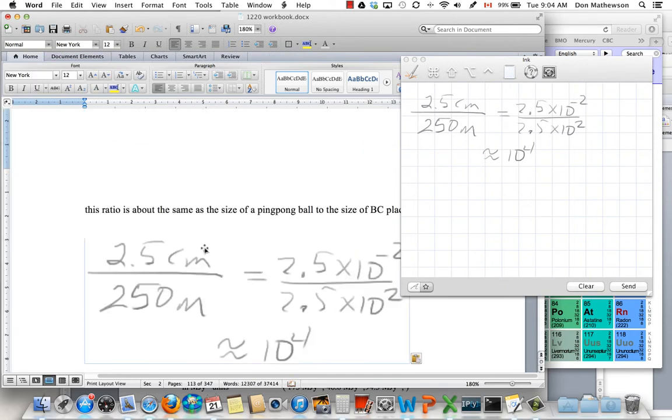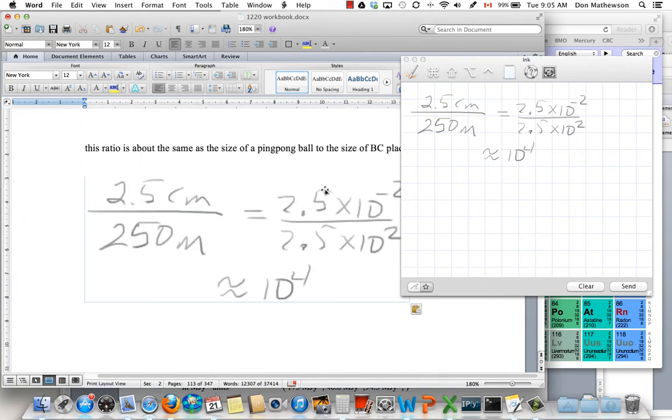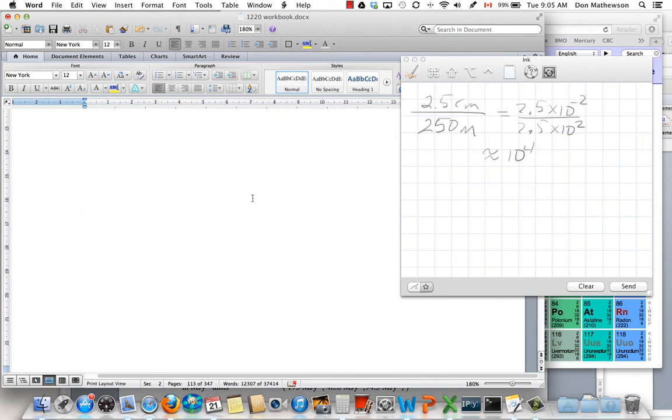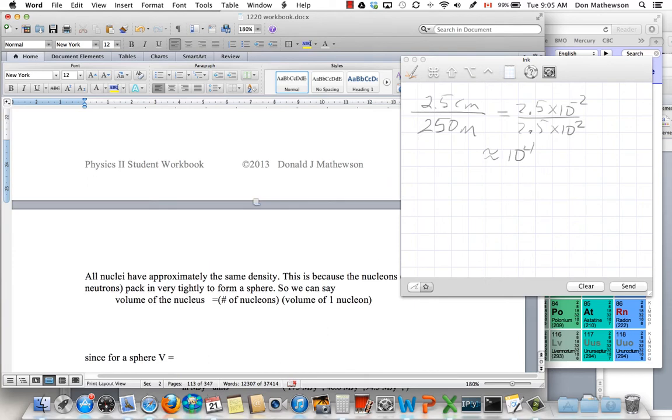All right, what else can we say about the size of the nucleus? Well, a nucleon, a single proton or neutron, all of these nucleons will be packed in really tightly, and as a result, we're going to make the approximation that the volume of the nucleus is approximately equal to the number of nucleons times the volume of one. That's not strictly speaking true because, of course, there's some empty space packed in between them, but it's a reasonable approximation to start with.